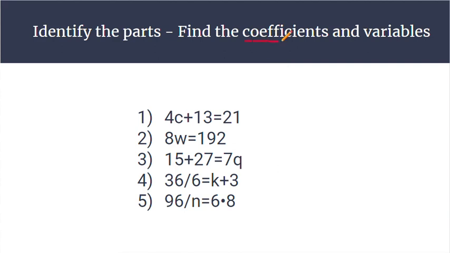Okay, so remember that coefficients and variables. Variables are all the letters in any equation. So C for that one, W for that one, Q for that one, K here, and the N. Okay? And the other question is, what's the coefficient? Well, coefficient, remember, is the number that you multiply by the variable. So 4 here, 8 here, 7 here. This one doesn't have anything, but what's the coefficient of anything?